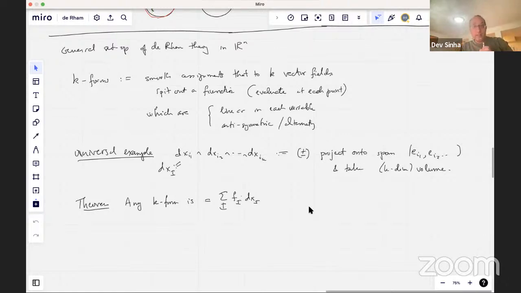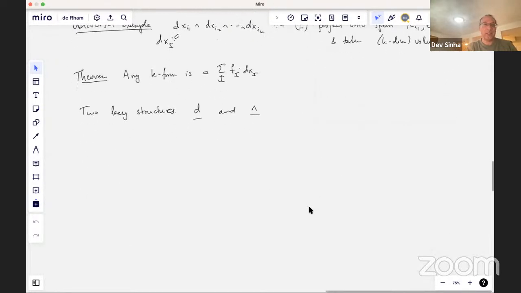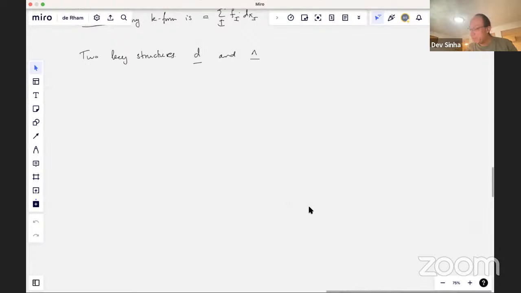Great. So we've been talking about these. This is pretty close to the definition from last time. But to set up the theory, there are two key players, two key structures. There's an exterior derivative, and there's a wedge product. Notice that both of these are part of our universal example. And so part of setting up this theory is that the definitions we're about to give are consistent with this universal example. So let's do exterior product first.